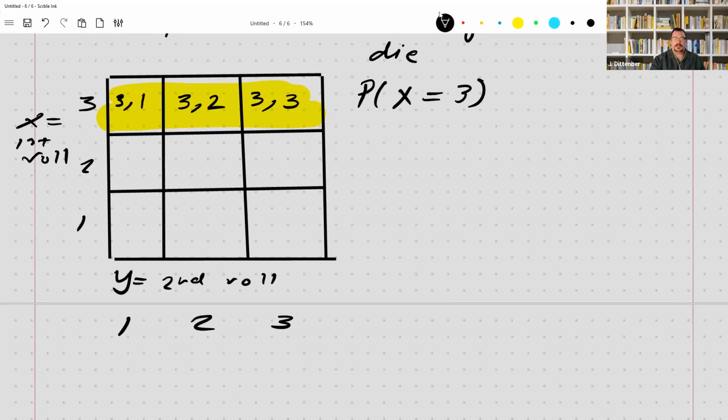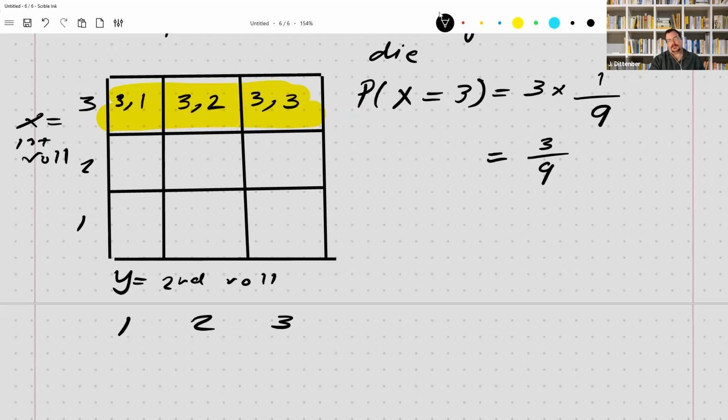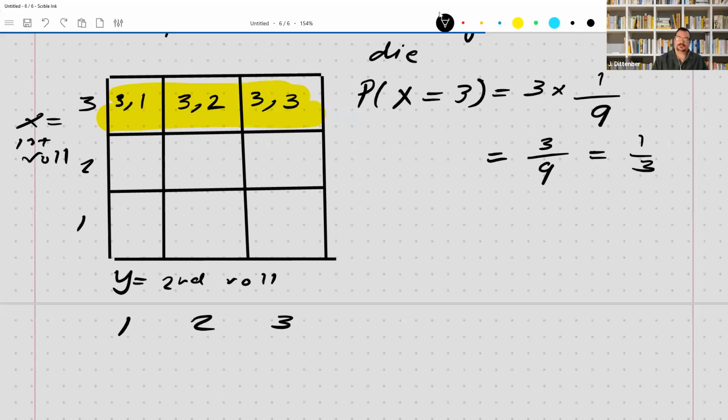So here, what have we got? We've got X equals 3. This is our event A, right? So the count in this case would be 3 times 1 over something. What is the total number of outcomes that we have here? We've got 3 squared, which is 9, so each outcome is 1 over 9. In the end, we get 3 over 9, which is 1/3. So the probability of rolling the 2 dice where the first one is 3 is 1 over 3.